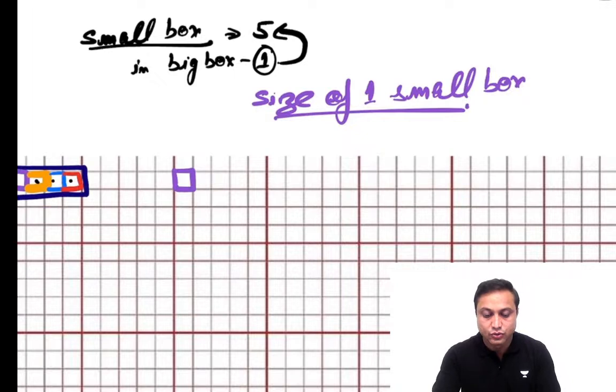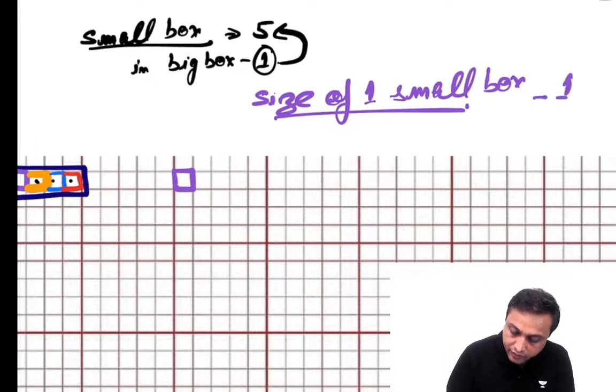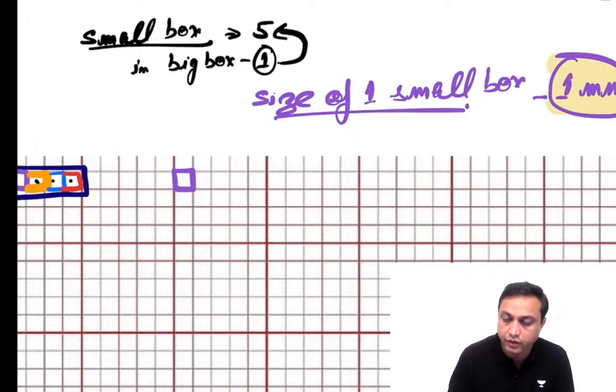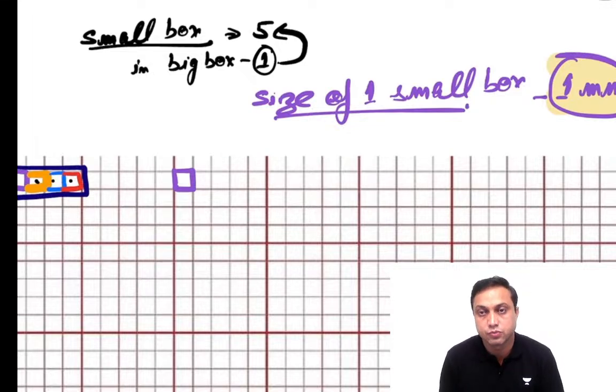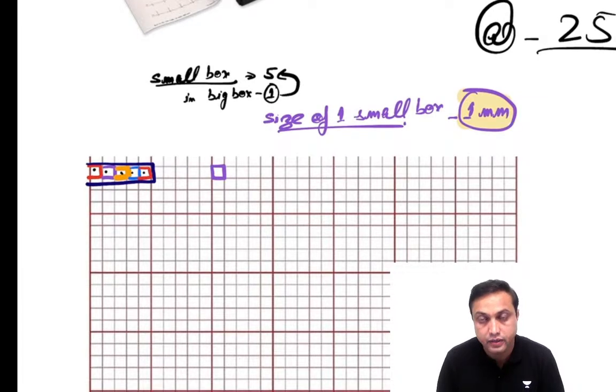Okay. So guys, what is the size of this one small box? Yes, it is absolutely right, guys. It is 1 millimeter. Do remember this thing. Very, very important. The size of the one small box is 1 millimeter. Do remember this thing. What do you have to remember? One small box, 1 millimeter.